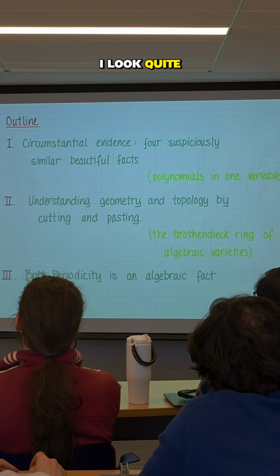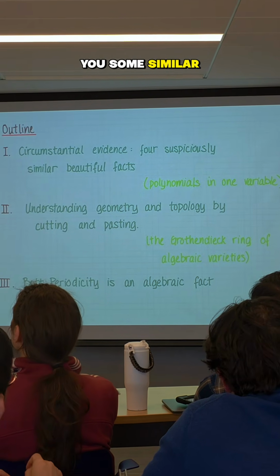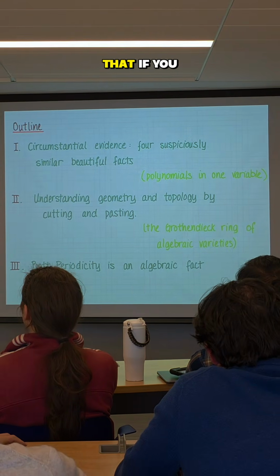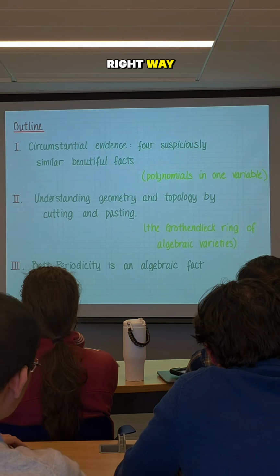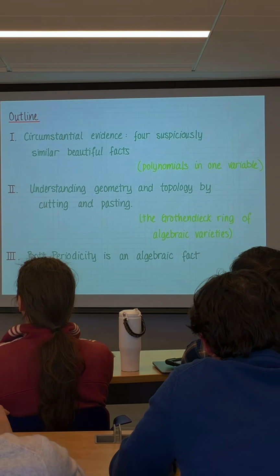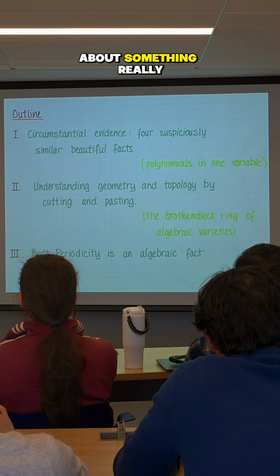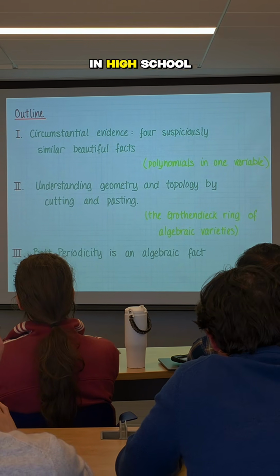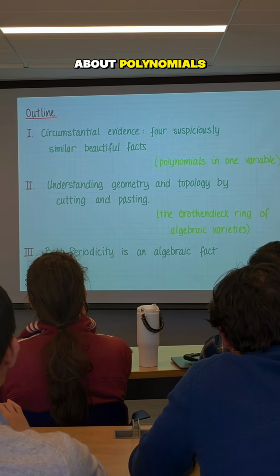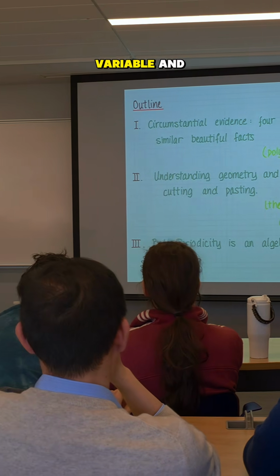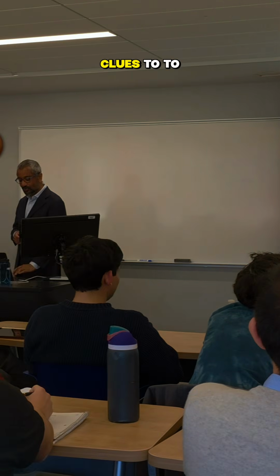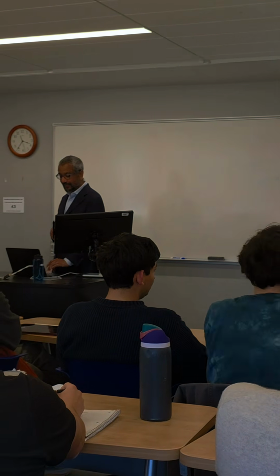Between worlds that look quite different. So I'll tell you some beautiful facts that, if you squint and look at them the right way, show some similarities. And these are going to be things about something really very basic that you can see in high school or earlier, which are just about polynomials in one variable. But there are clues to very fancy things here as well.